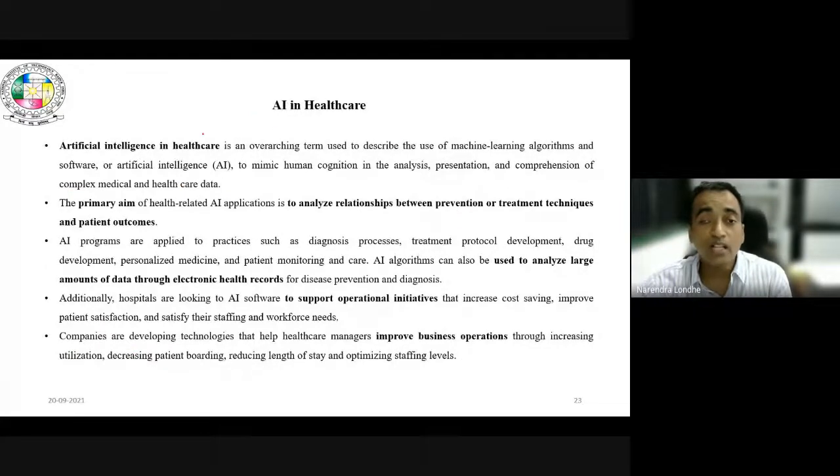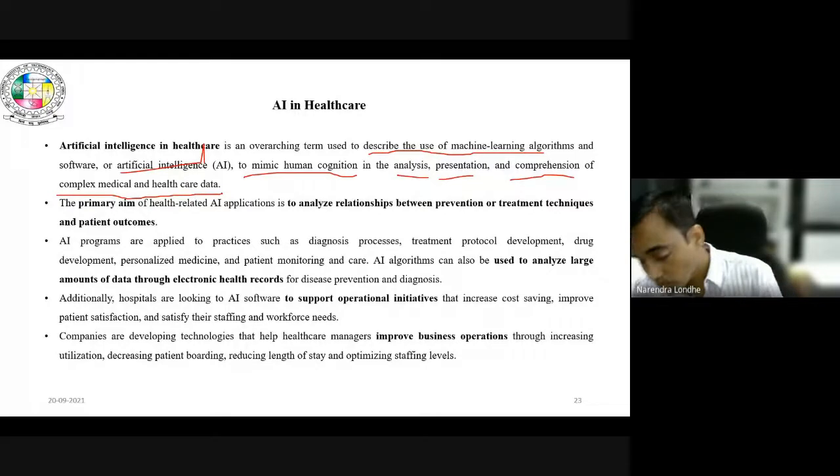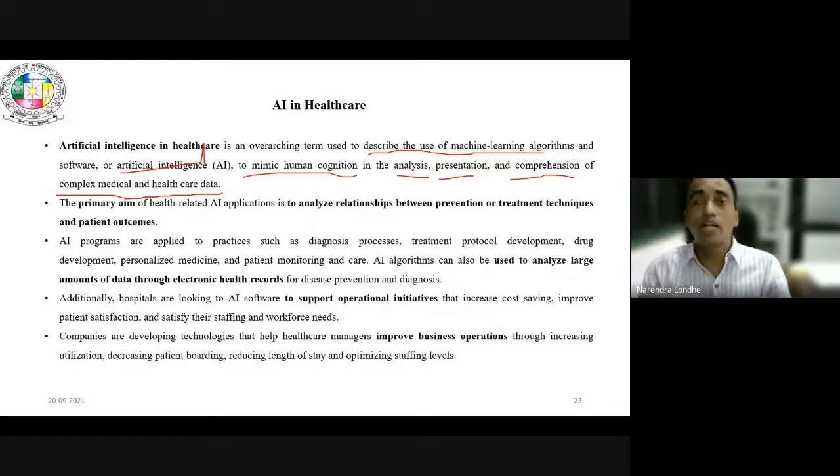So AI in healthcare. Now, this is the important part where I would like to focus much, right? What does AI in healthcare mean? It describes the use of machine learning or deep learning algorithms or artificial intelligence to mimic human cognition in the analysis, presentation, and comprehension of complex medical and healthcare data. Now, let me tell you about this.